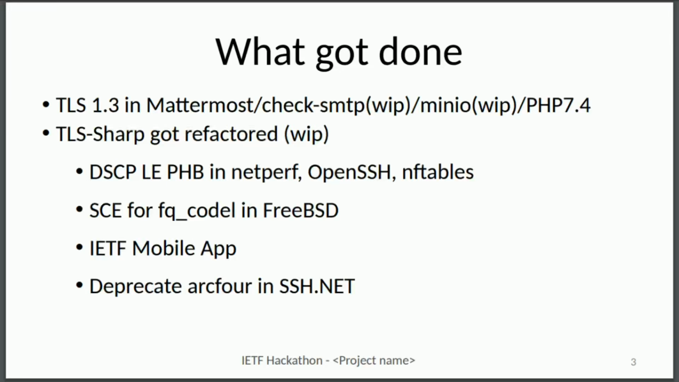The other thing that we worked on was the mobile app, as I said. There are links to the screenshot, and it has improved compared to last IETF. There's a C# implementation of SSH that's still running with Arc4, and we've deprecated that. Lastly, we worked on an SCE implementation for FQ-CoDel in FreeBSD based on the draft that Rodney and Jonathan published. It's still very basic, but it's enough that we can see SCE packets on the wire, on Wireshark.